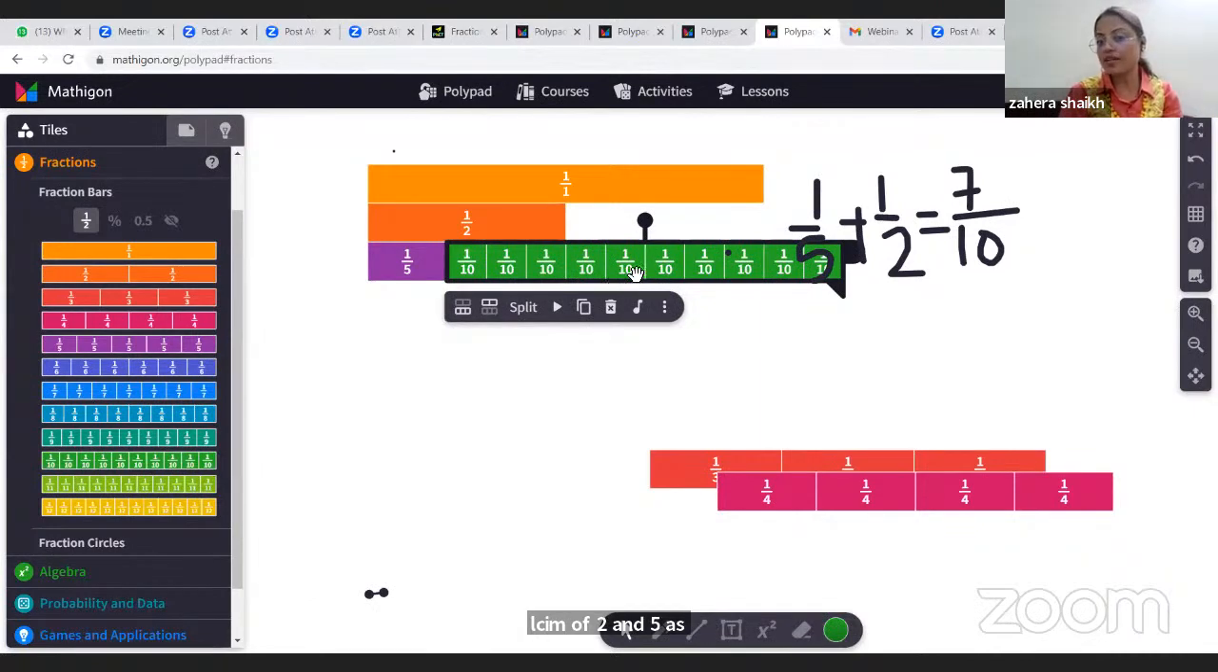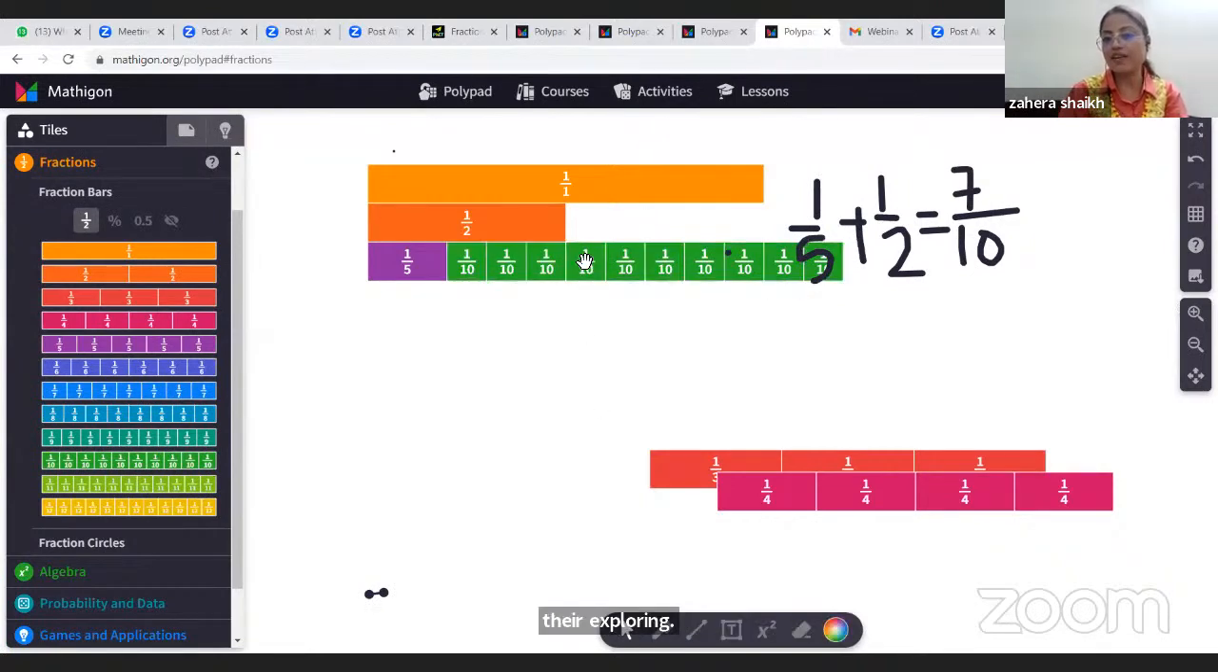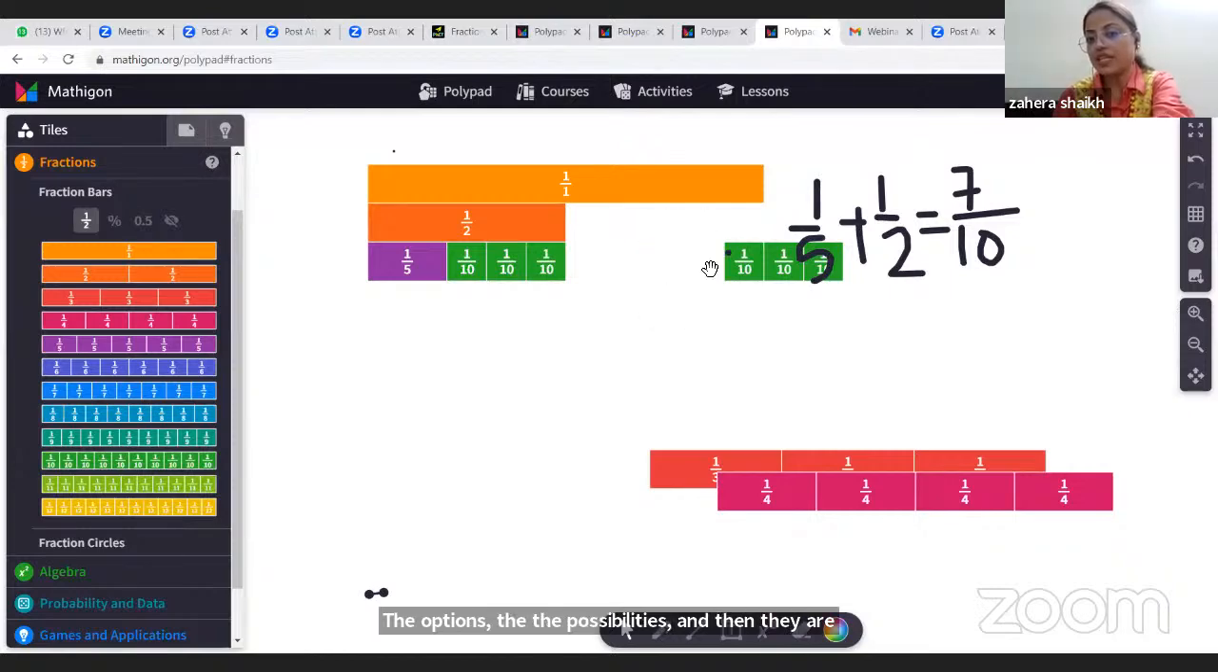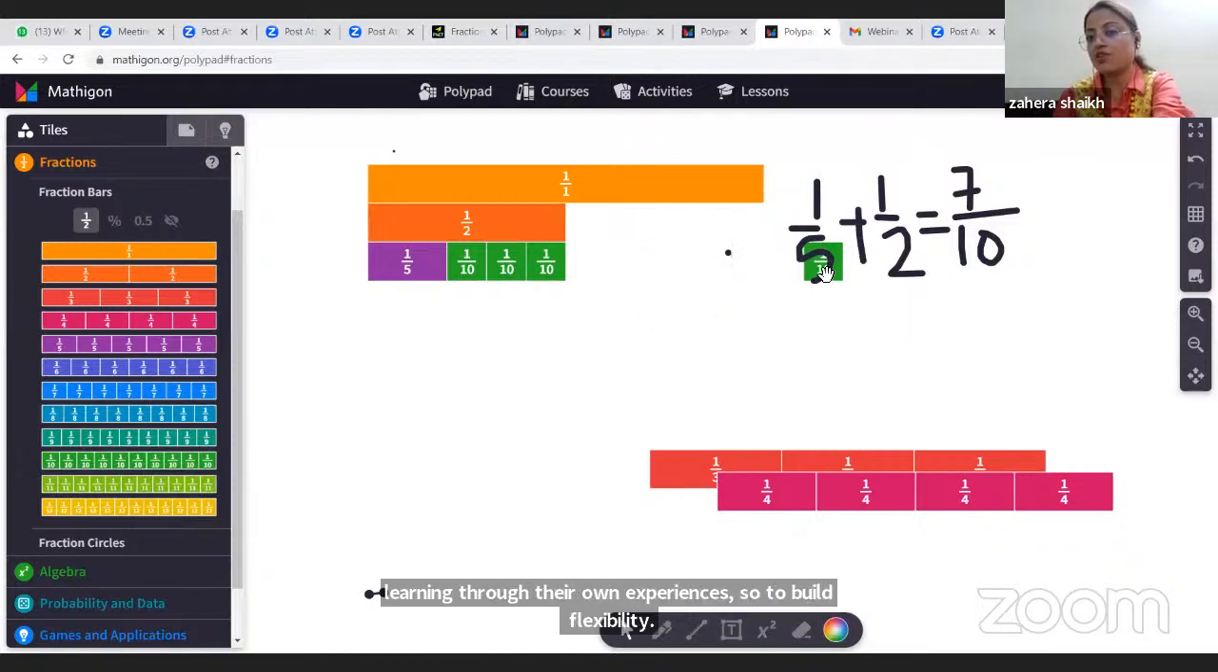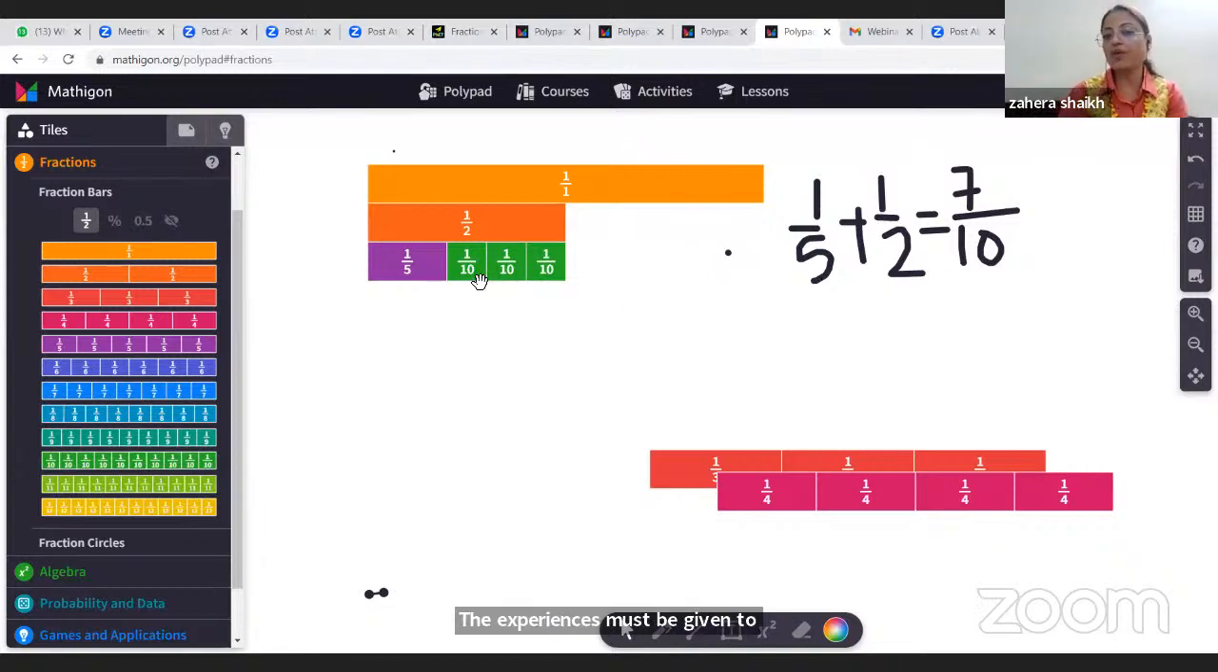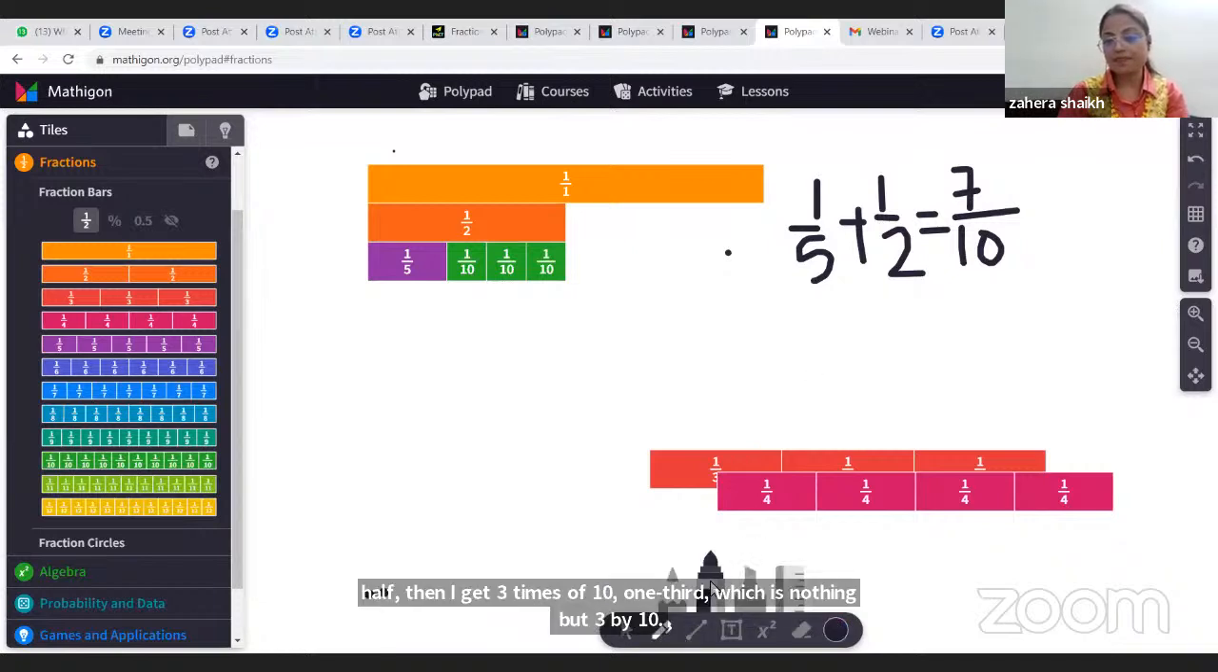But the children have not learned yet. They are exploring the options and possibilities, and then they are learning through their own experiences. So to build flexibility, the experiences must be given to the children. They should own their own learning. They understand that if I subtract 1/5 from 1/2, then I get 3 times 1/10, which is nothing but 3/10. So I get the answer like this.